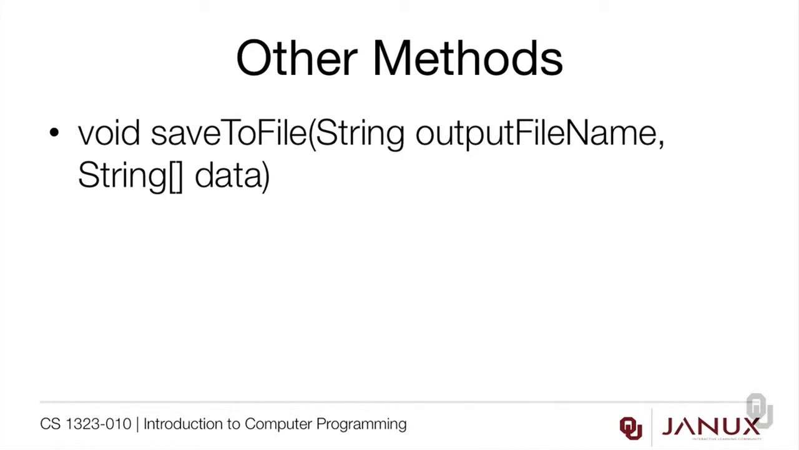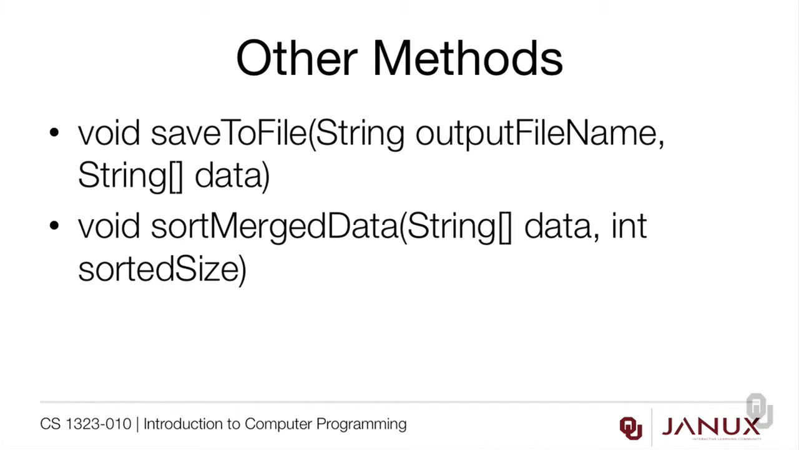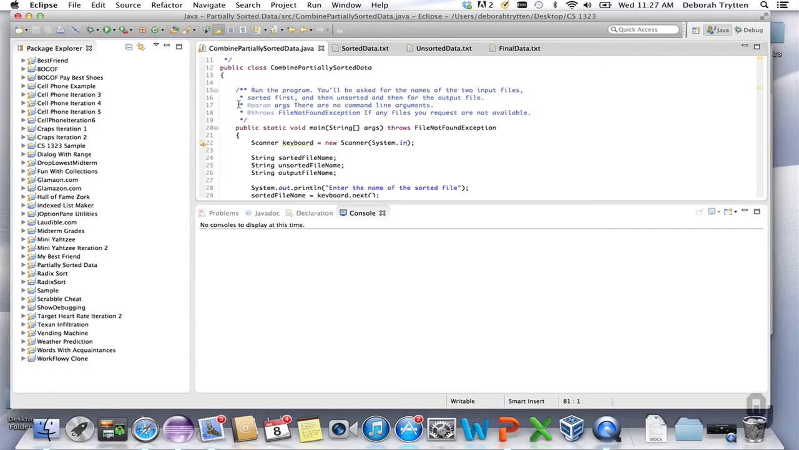There's some other methods we're going to need. We're certainly going to have to write a method to save to a file. So it will take an output file name and the data array. Remember, we're going to have to deal with duplicates in that method. And we're going to have to write our sort merge data. So we expect that to be sort of the interesting part of the algorithm to write. So let's go to Eclipse and start writing these methods.